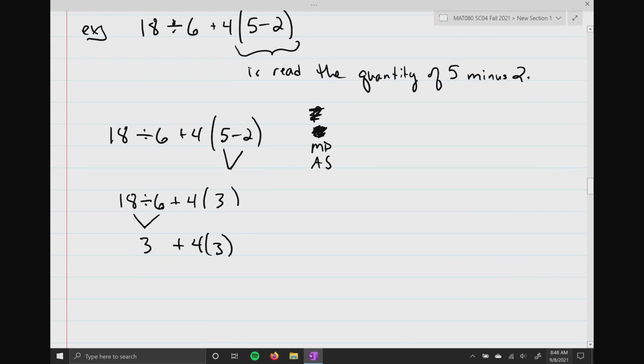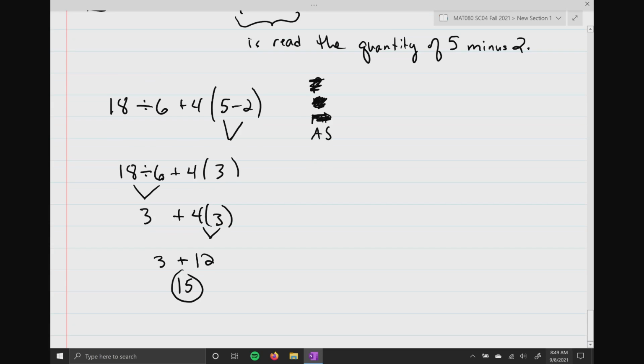So I do one step at a time. Now, what's 4 times 3? 7. 12. Be careful. I said 4 times 3. You added them, which is a very common mistake. So, multiplication, division is done. Last, 3 plus 12, 15. Good?